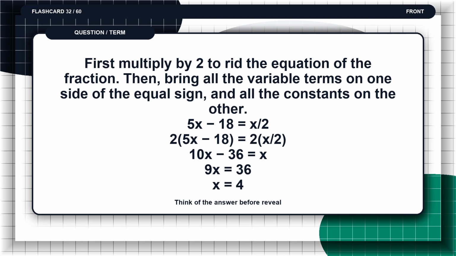Then bring all the variable terms to one side of the equal sign, and all the constants to the other. 5x minus 18 equals x over 2. Multiplying by 2: 10x minus 36 equals x. 9x equals 36. x equals 4. Think of the answer before the reveal.